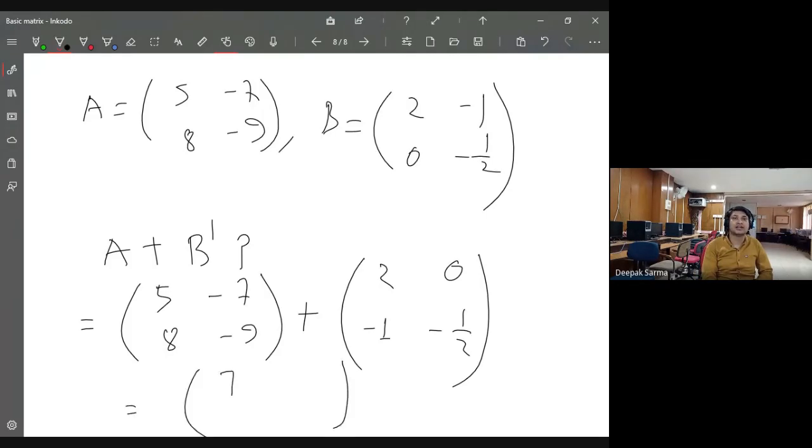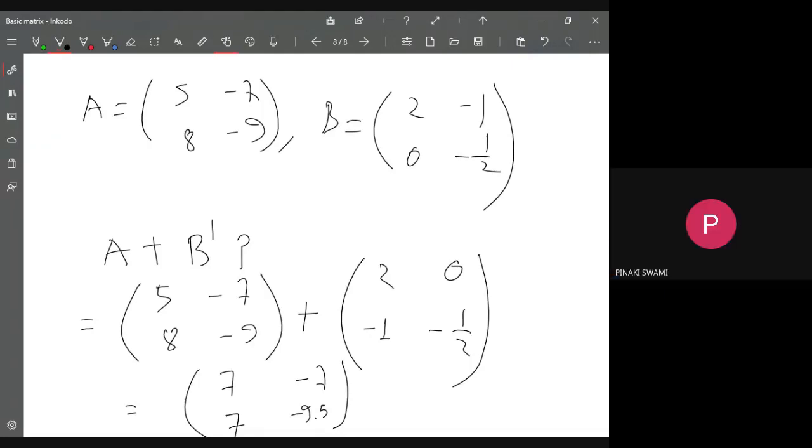5 plus 2 you get 7. Minus 7 plus 0 is minus 7. 8 minus 1 is 7. Minus 9 plus half is minus 8.5, that is, minus 17 by 2. Whatever. Okay. Is it clear, all of you? Yes, sir.